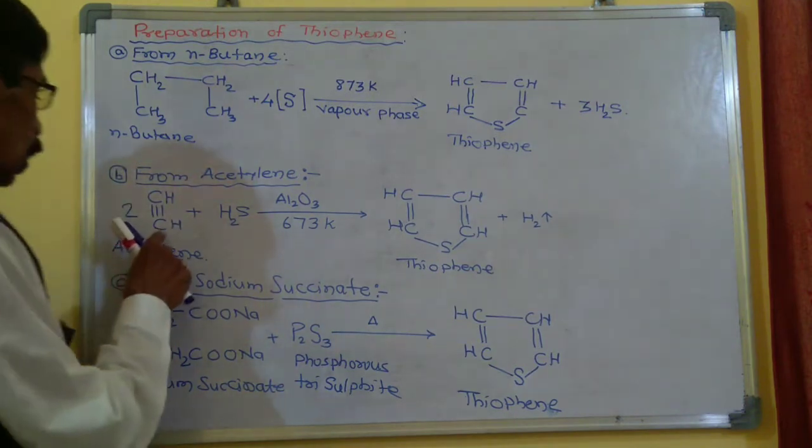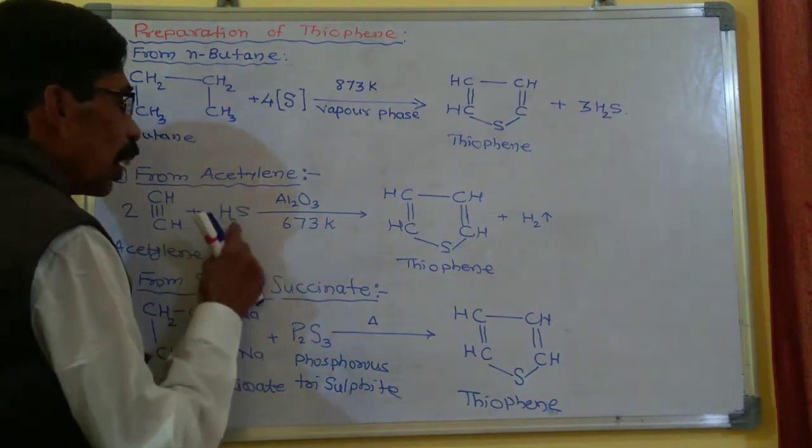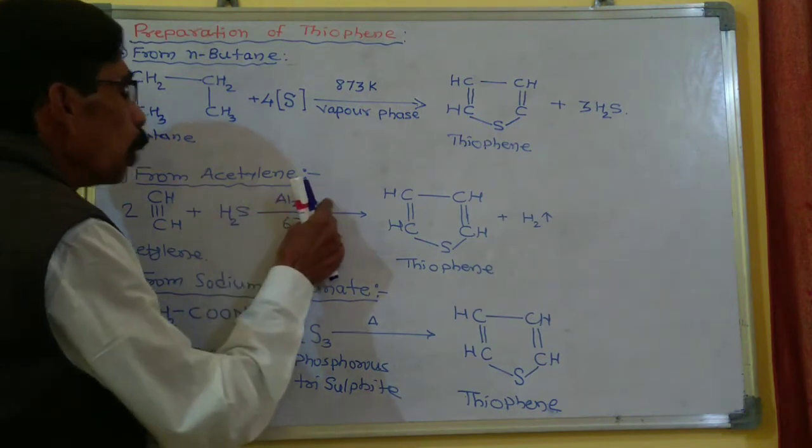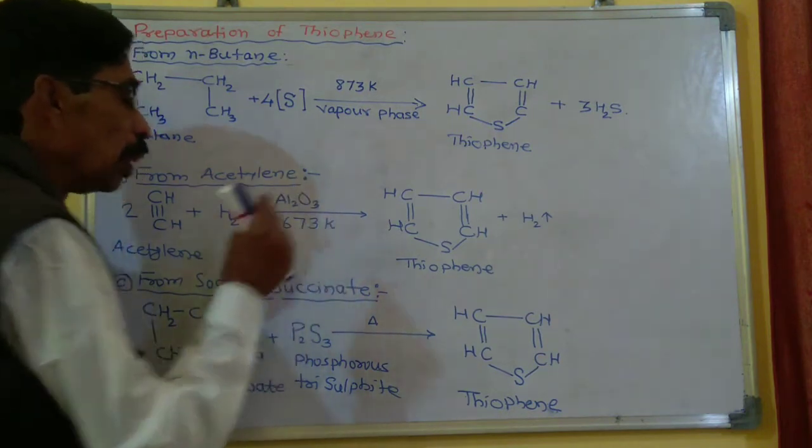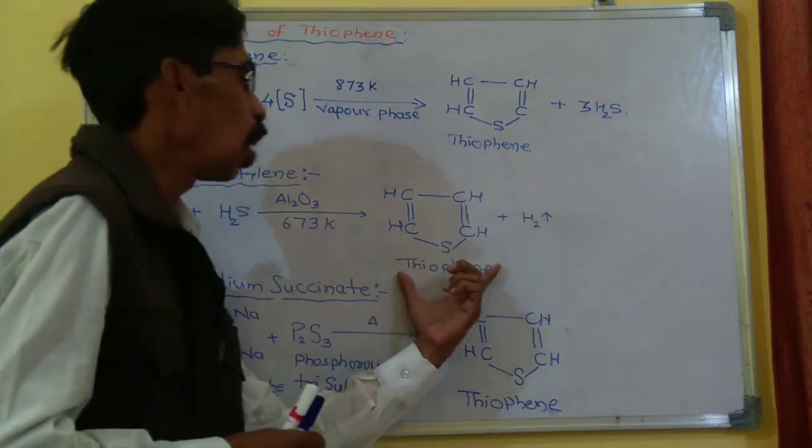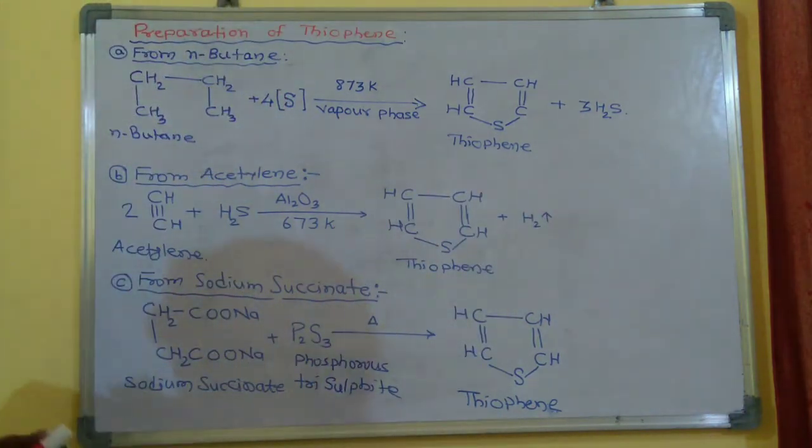When a mixture of acetylene and hydrogen sulfide gas is passed over the alumina at 673 Kelvin, it gives thiophene and H2 gas is liberated. So this is the second method for the preparation of thiophene.